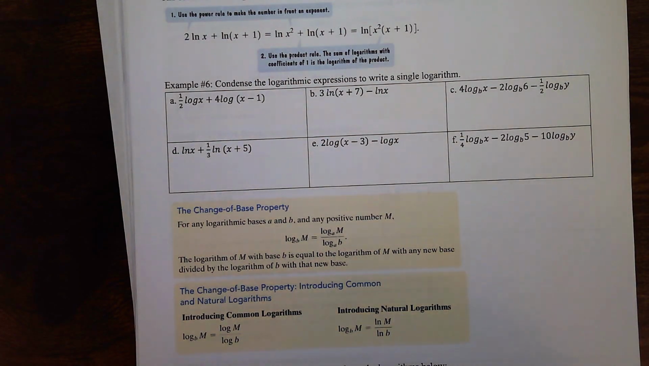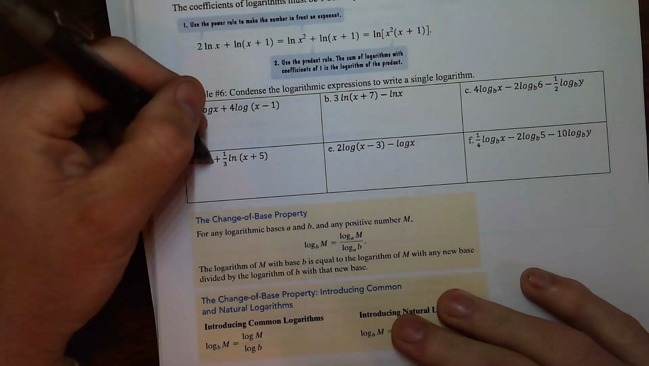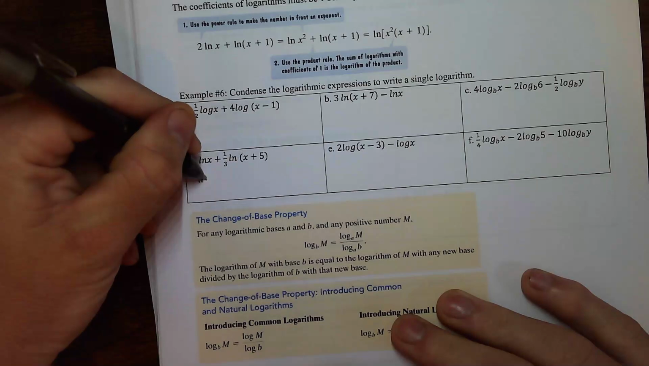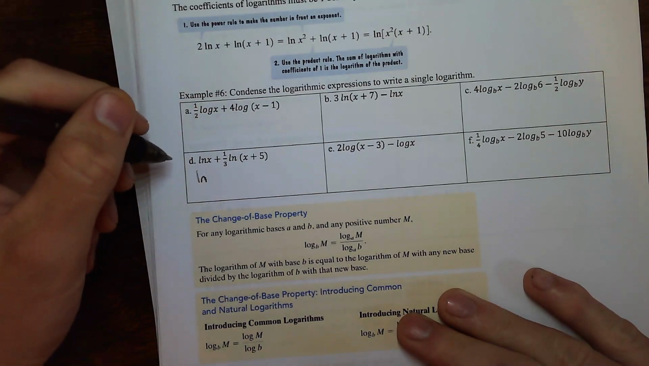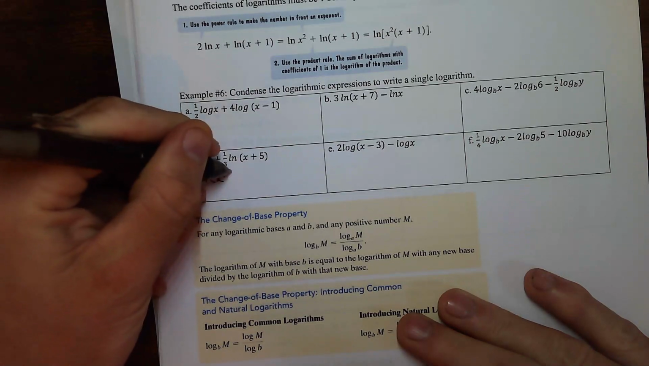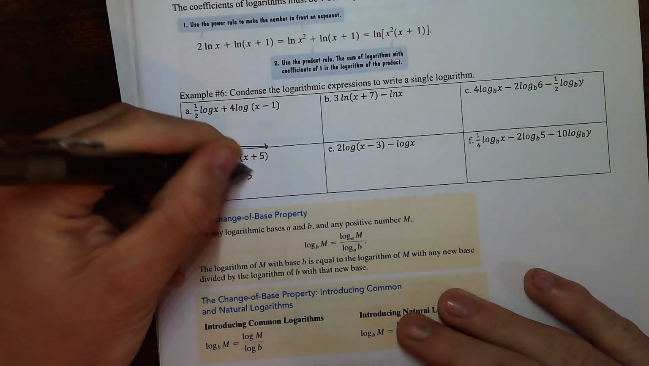All right, so now what we're going to do is some more condensing, but we're also going to include the power rule in here. So ln of x plus 1/3 ln of x plus 5. I'm going to write 1 ln, and they're adding, so what does that mean I'm going to do? I'm going to multiply. So it'll be x times, remember, this is the exponent, (x plus 5) to the 1/3.